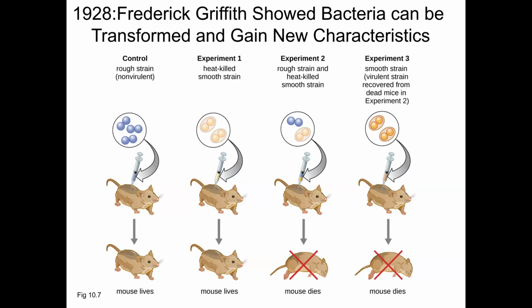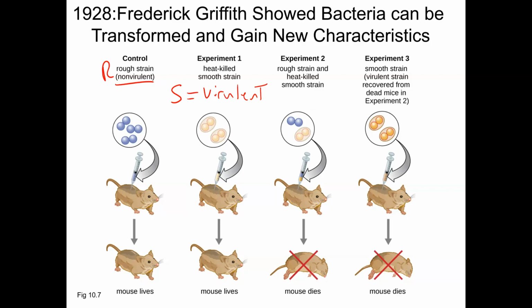Okay, so let's take a look at how his experiment worked here. So there are two types of strep pneumoniae. There's rough type and smooth type. The rough type is non-virulent. The smooth type is virulent. So why is it rough or smooth? It's all about having a capsule.